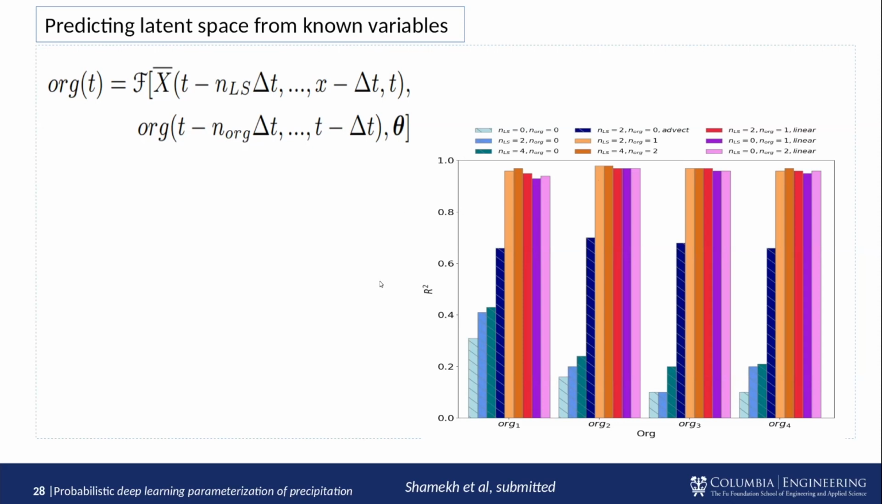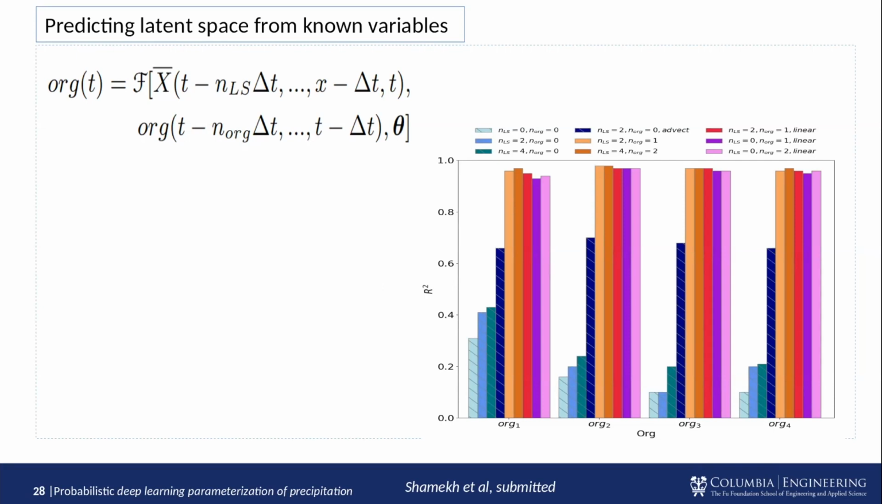That means that we can use a simple autoregressive model to predict org of time t based on org of time t minus delta t. And that has a lot of advantages for implementing in GCM, because then we don't need to carry around a lot of data.